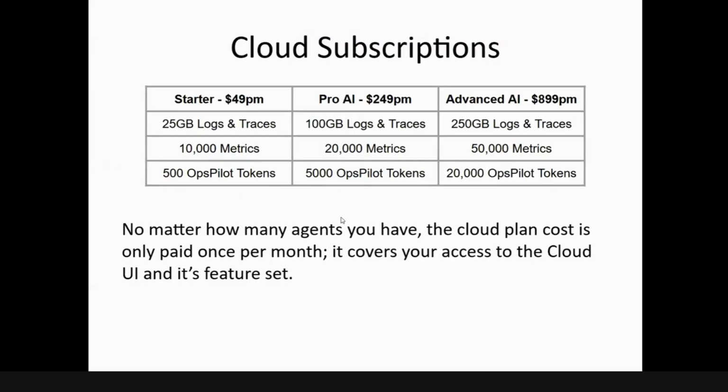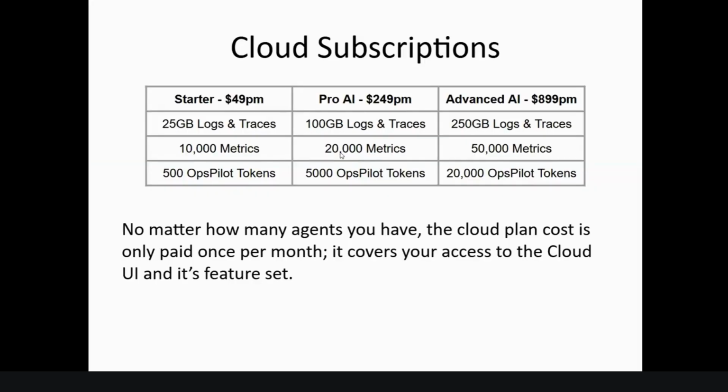What these allow for is the amount of data that you send to us, plus the amount of OpsPilot tokens that you get each month. To give you an example with the Pro plan, what this means is we can ingest 100 gigabytes of logs and 100 gigabytes of traces in any one billing month. You also can take 20,000 metrics within that time.